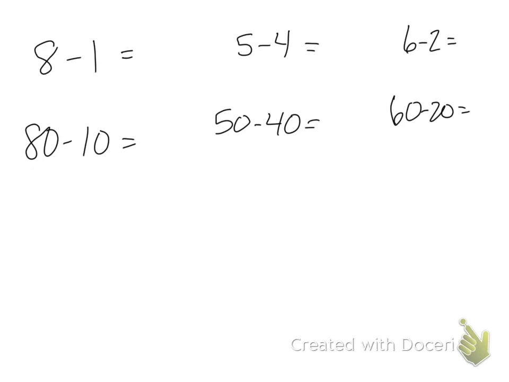So 8 minus 1 equals 7. So 80 minus 10 would equal 70. 5 minus 4 equals 1. So 50 minus 40 would equal 10. Do you see how I'm just adding that 0? 6 minus 2 equals 4. So 60 minus 20 would equal 40.